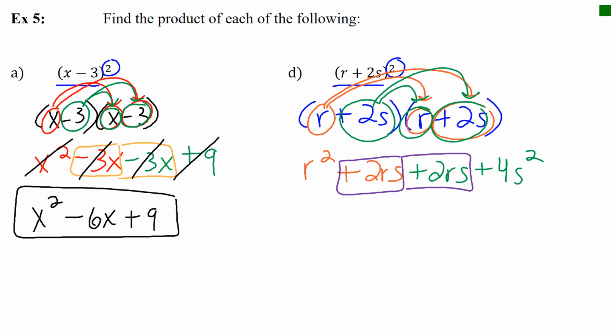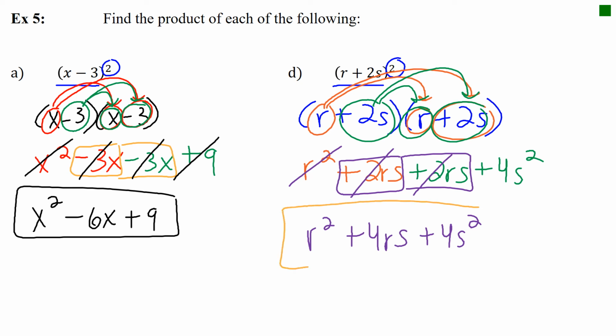Now, variables first in alphabetical order. R comes before s, highest exponent. So we're going to bring down r squared. 2rs plus 2rs is going to give us a positive 4rs. Now notice, even though it contains s, we put it first because it still has an r. And r comes before s, so we want to get rid of all the terms that have an r first. And then finally, positive 4s squared. For a final answer of r squared plus 4rs plus 4s squared.